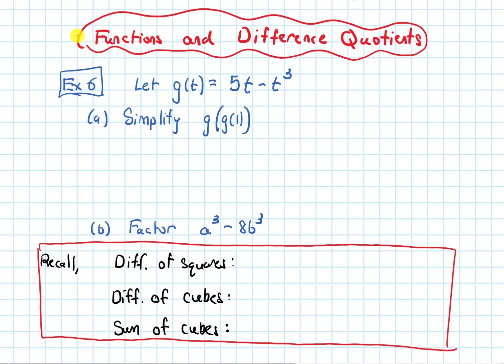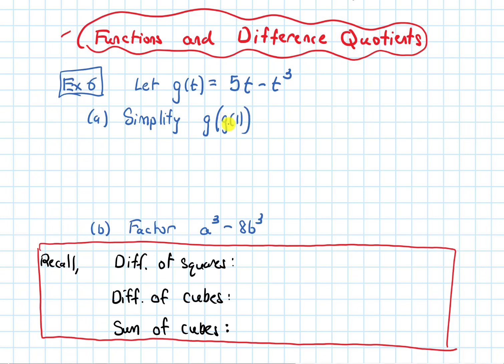In this video, we're going to review functions and what are called difference quotients a little bit. And I want to begin with an example, which says, let g of t be equal to 5t minus t to the third. Part A says, simplify g of 1.